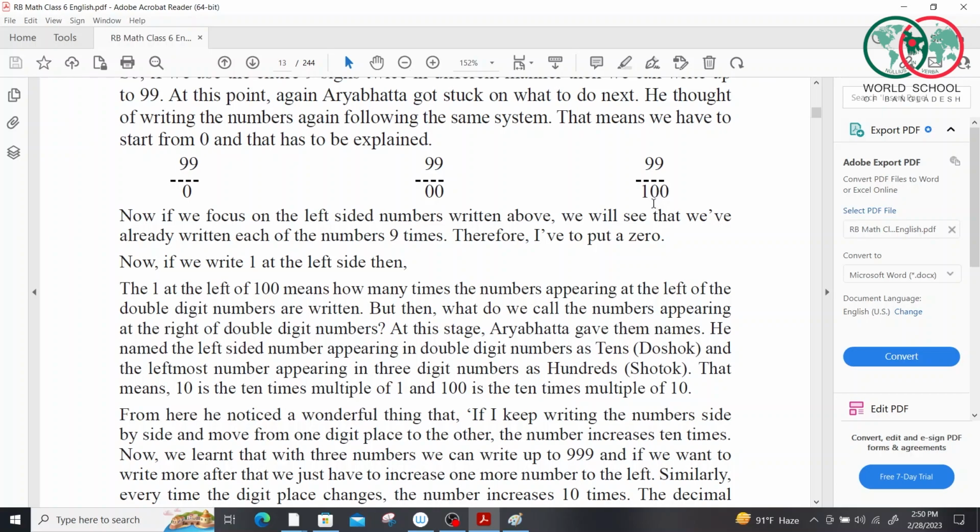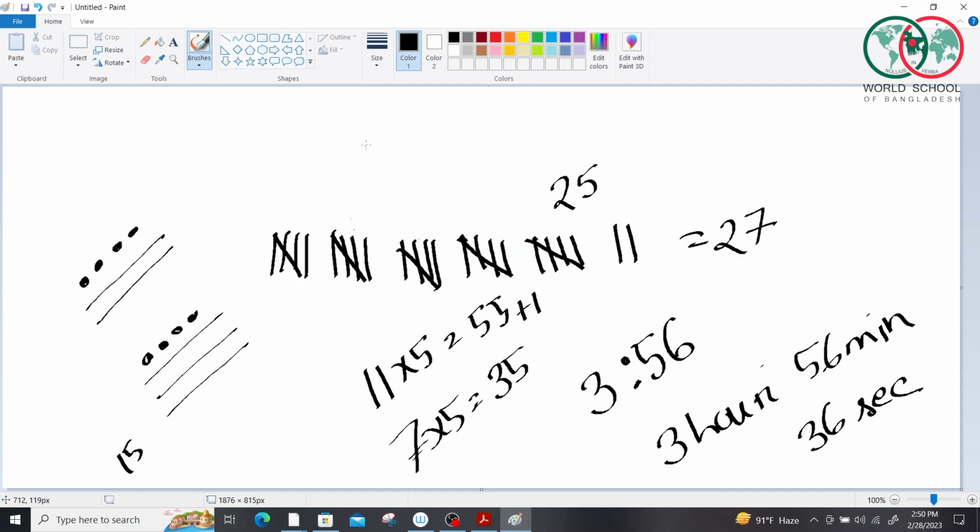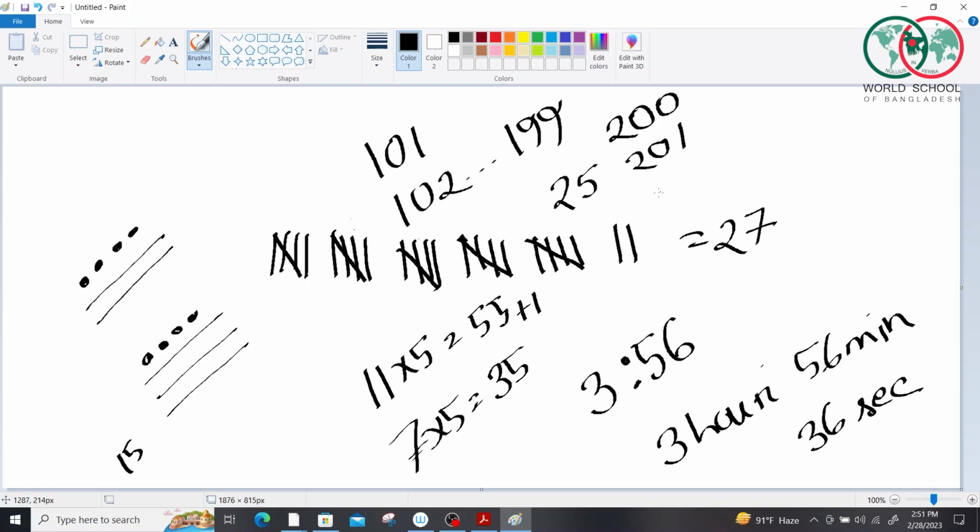That means 1 was in the second place, now it goes to the third place, and there are 0s behind 1. After 100, we write 101, 102. This continues until 199. After that, 1 is replaced by 2 and 99 is replaced by 00. So 200, and then again 201, 202, and so on.